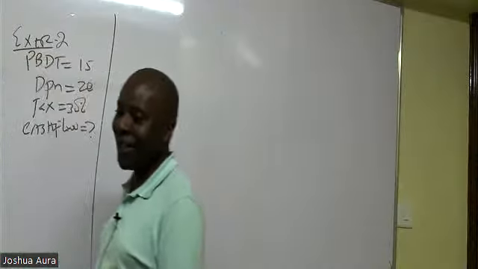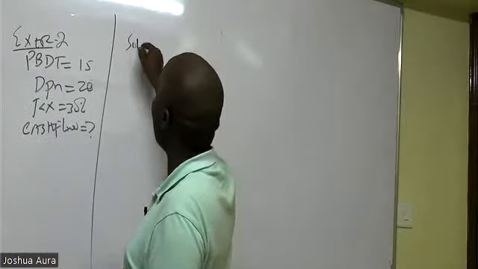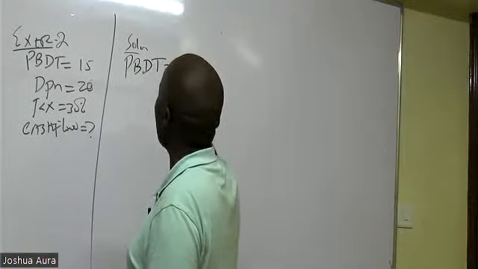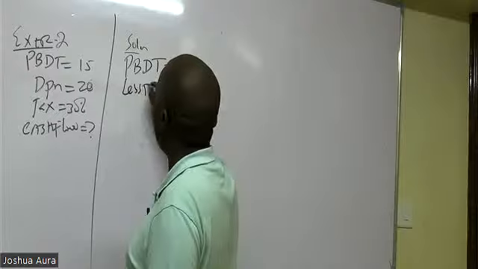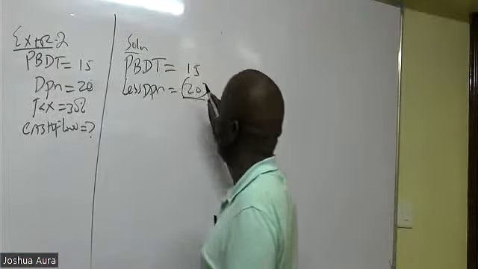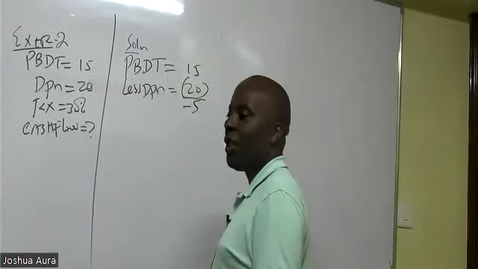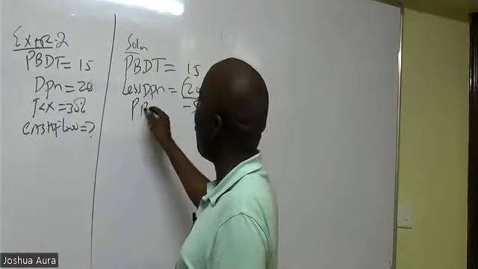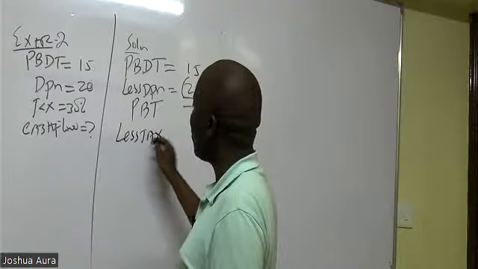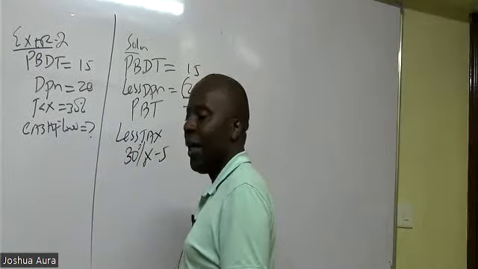So we come back here. So, solution. We have our profit before tax of 15. We less depreciation of 20. So we subtract 15 minus 20. This gives me minus 5. So this is profit before tax. Then we shall come and less tax. Tax at 30%. 30% of minus 5.